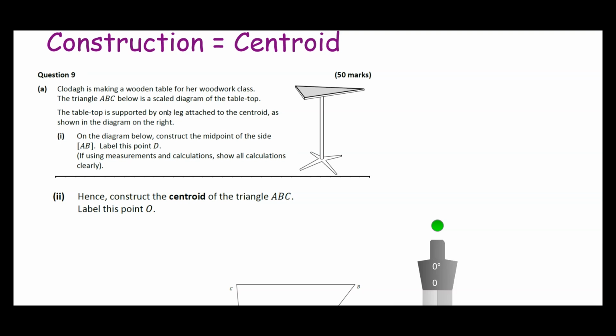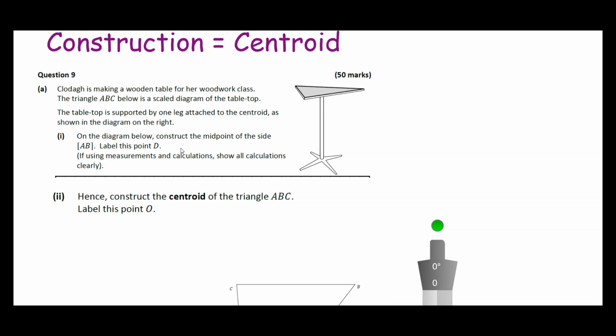The tabletop is supported by one leg attached to the centroid, as shown in the diagram on the right. Now, I know here we are not talking about that, but what's the importance of the centroid? Centroid in a triangle is the center of gravity. So that's the reason why it is important in construction. On the diagram below, construct the midpoint of the side AB, label this point D.